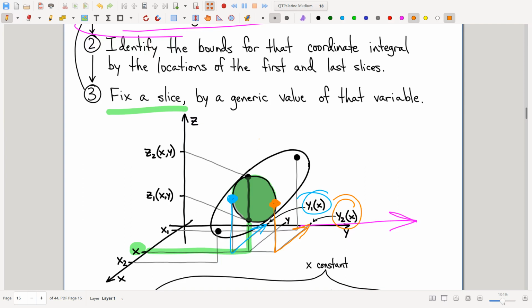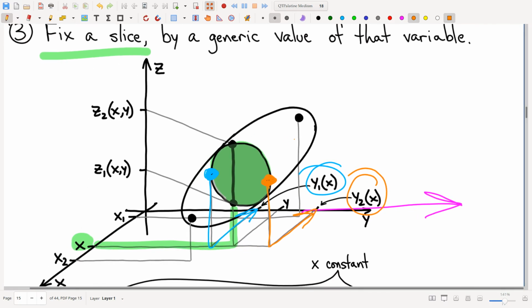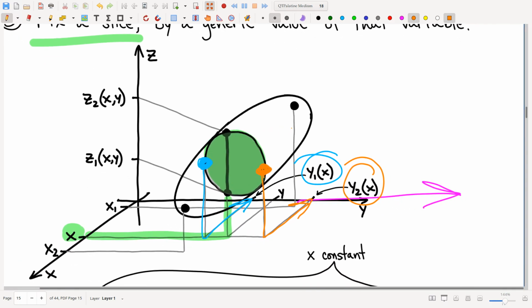Let me make this a little bit bigger. There we go. How we doing?